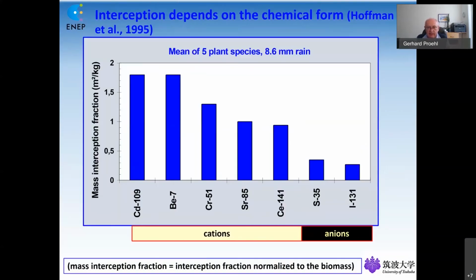This is also something that the interception fraction of cations is in general higher than of anions, and this is because of the negative charge of the plant surface. The difference is about a factor of, for sulfur and iodine or anions, about 2 to 4.